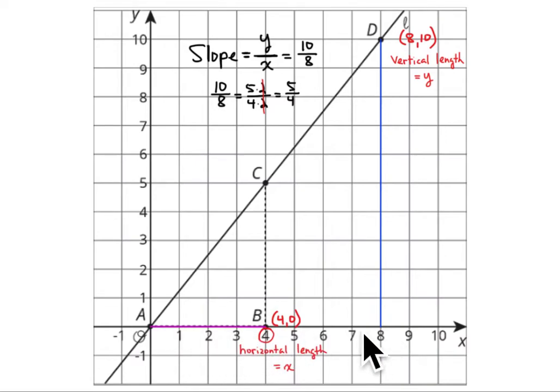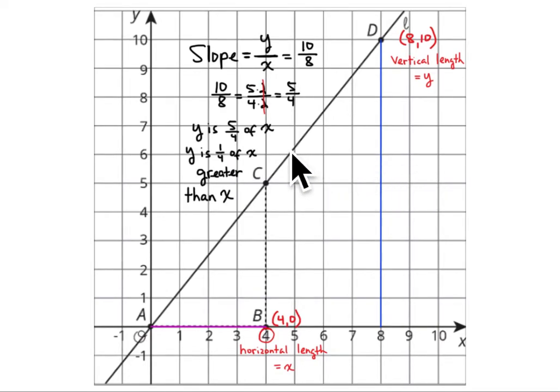For this 8, you're going to move in the horizontal direction 8 units. The vertical direction is going to be 1/4 of 8 more. Well, 1/4 of 8 is 2 units. So you go up 8 units, and then you add 1/4 of 8 more. That's the 5/4, 1/4 more than 4/4. So that gets you to 10. So this relationship is 10 to 8, 5 to 4. So y is 5/4 of x.